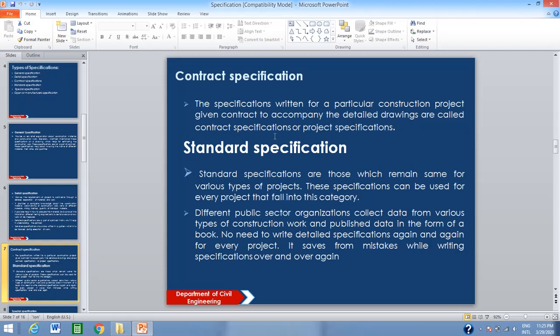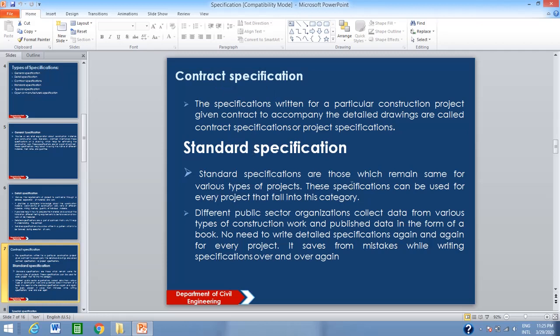Then the contract specifications are written for a particular construction project given on contract to a company, with the detailed drawings. Suppose there is a particular construction project, then the specification you write for the materials as well as the construction techniques is known as the contract specification.